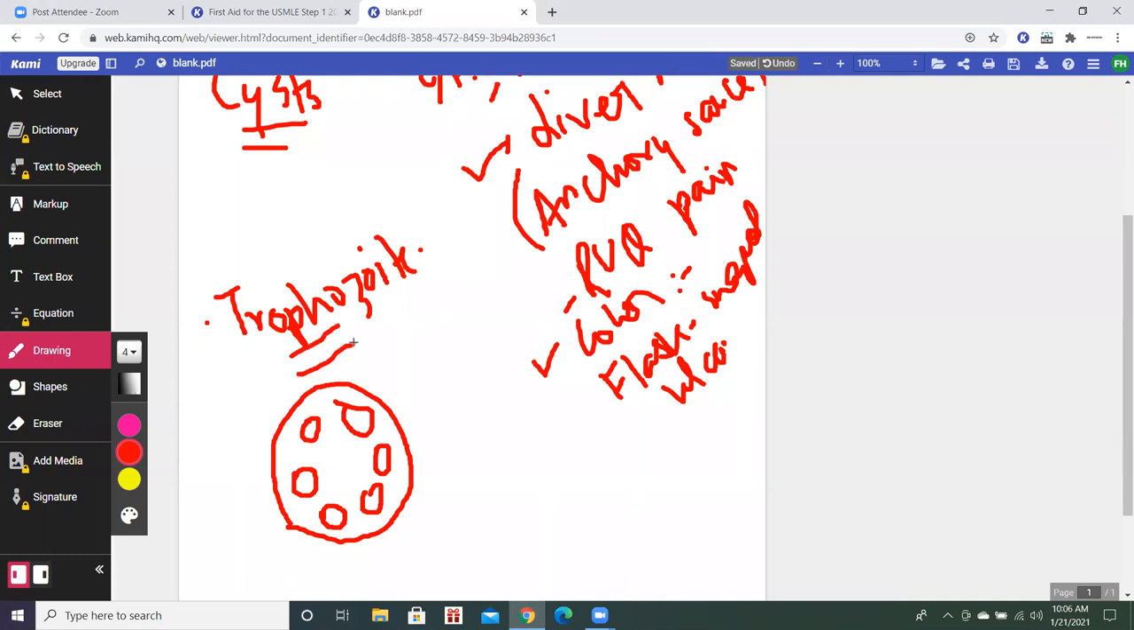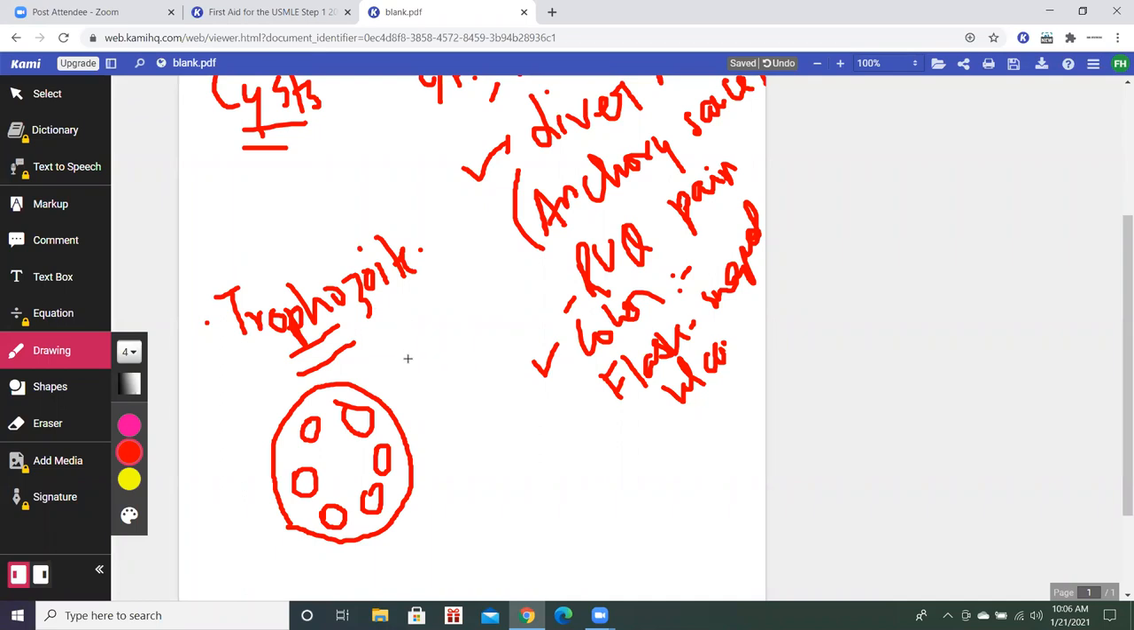Previously, there were organisms that were present inside the RBC. For example, Plasmodium is a type of organism. But right now, the RBCs are inside the trophozoid. So that's one. Okay, that's one.